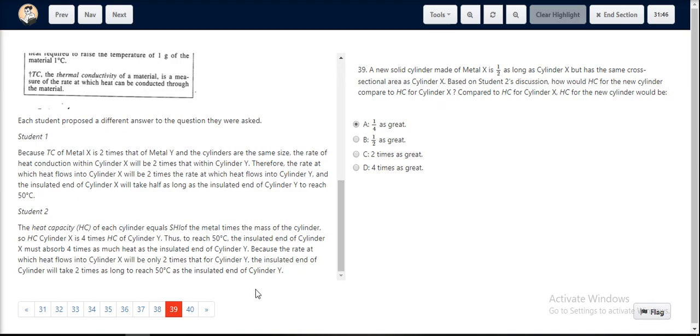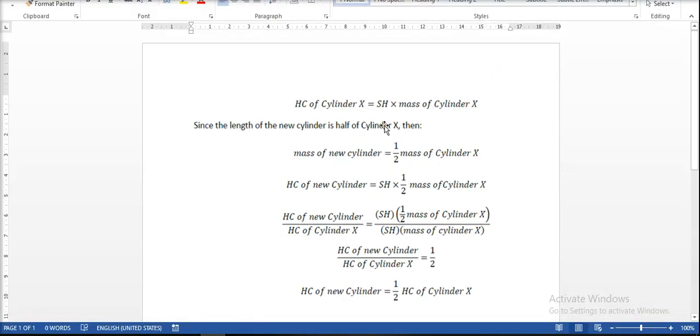If it is half as long, it would also have half its mass. So we can see out here the HC of cylinder X is equal to SH times mass of cylinder X, as we just saw in student 2's explanation. Now, since its length is half, the mass of the new cylinder also would be half the mass. If you were to find out the HC, heat capacity of the new cylinder, it would equal SH, which is the same, times half the mass of cylinder X.